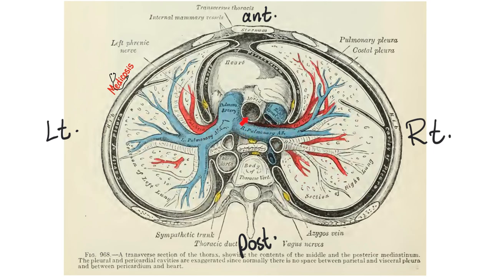The most posterior chamber of the heart is the left atrium. As the left atrium gets bigger and bigger and bigger, it compresses the main stem bronchi, causing dyspnea and cough. It is going to compress the esophagus, causing dysphagia, and it's going to compress the recurrent laryngeal nerve, causing dysphonia.